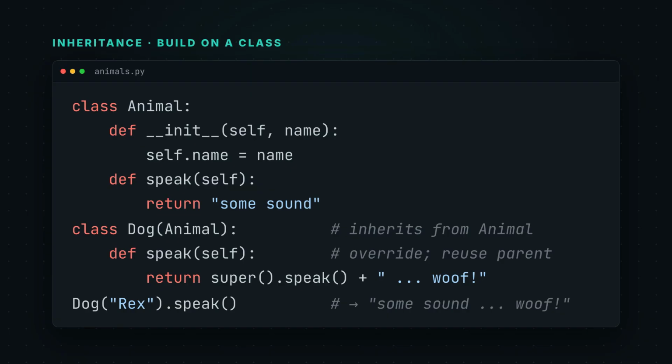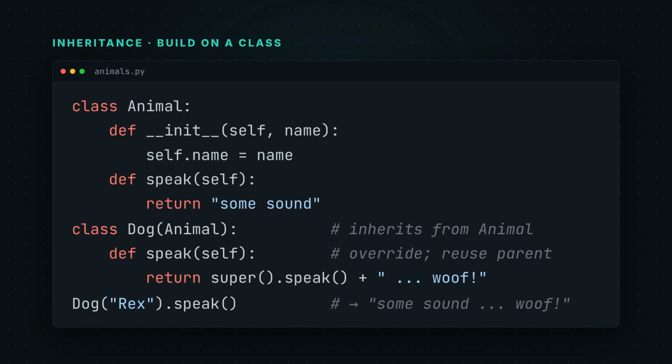Now, the real power, inheritance. A dog is an animal, so we write class Dog, and in brackets Animal. Dog automatically gets everything Animal has, including that init. So it already knows about name. Then Dog overrides speak with its own version.